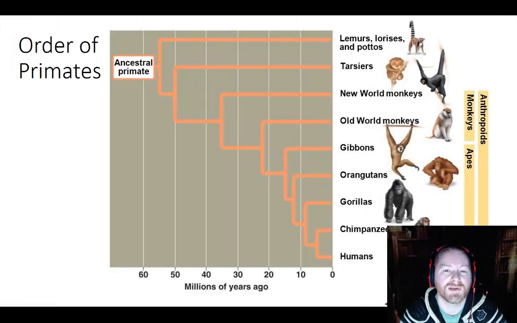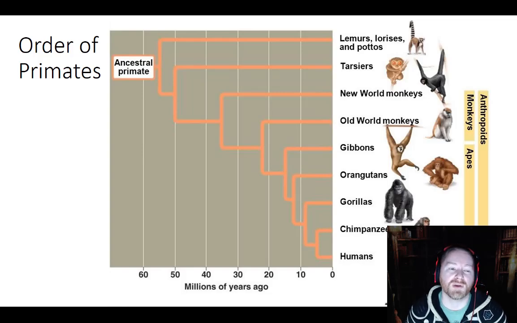Okay, gang, let's talk a little bit about humans and our evolution and where in the classification system and phylogenetics our species would be found. So, humans are a member of the order of primates. This is in the class of mammals, the class Mammalia, or order primates.